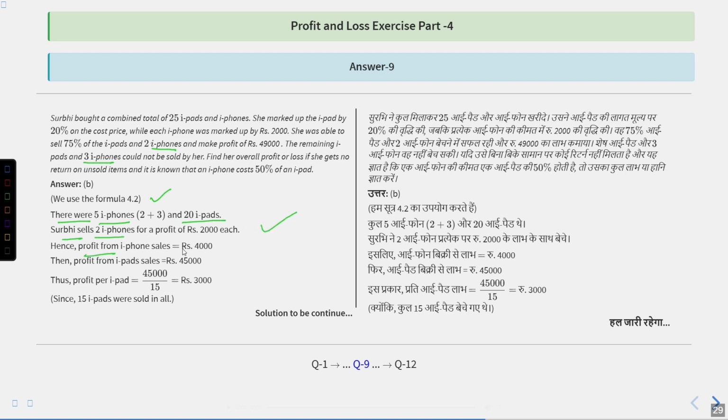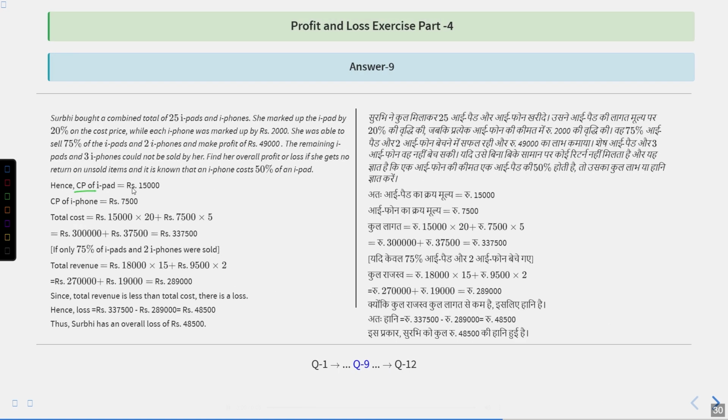So Surbhi sold 2 iPhones for a profit of 2,000 rupees each. So the total profit on iPhones will be 4,000. The rest of the profit will be gained by the iPads. So the profit from iPad sales is 45,000. Total iPads sold are 15. So when we divide it, we get 3,000 profit for each iPad. Clear? So solution to be continued.